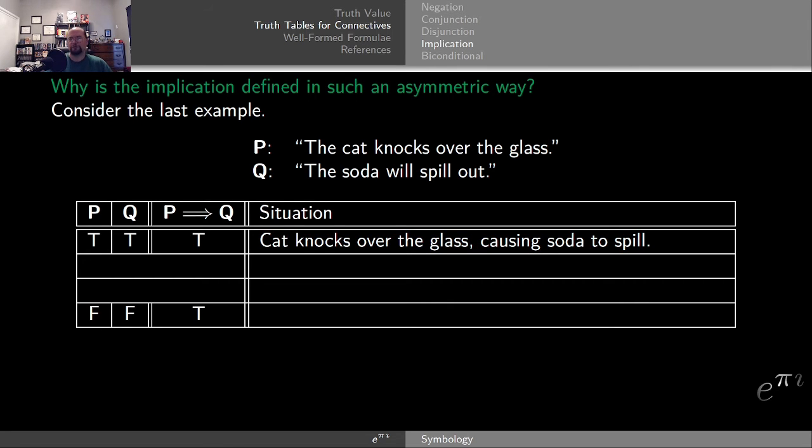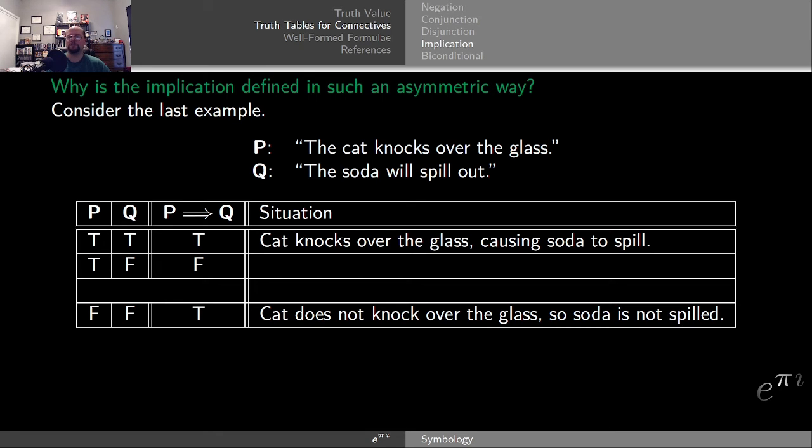What about double false? False implies false. Why is this regarded as being true? Why is this validating the implication? Well, instead of validating it, let's regard it as not violating the implication. And the reason why is because the cat didn't knock over the glass, so the soda isn't spilled. If the cat knocking over the glass is a trigger for the soda being spilled, well, if you don't trigger it, then the soda didn't spill. So that doesn't violate the implication. And if it doesn't violate it, then it would be validating for it. Right? So that's what's going on in this case.